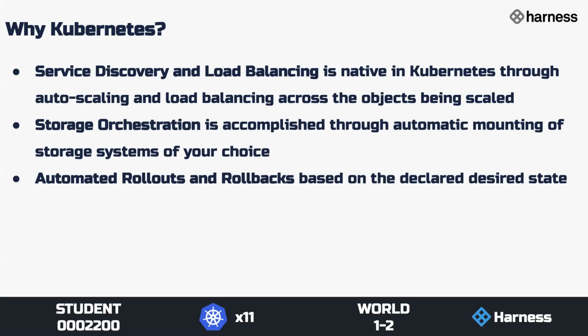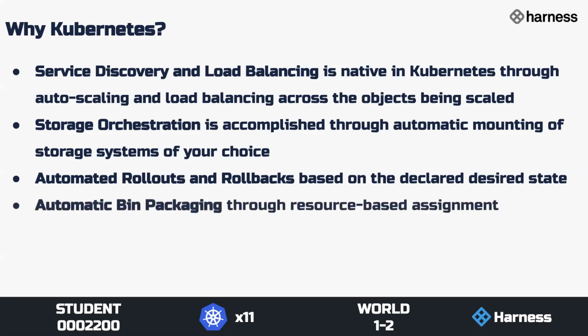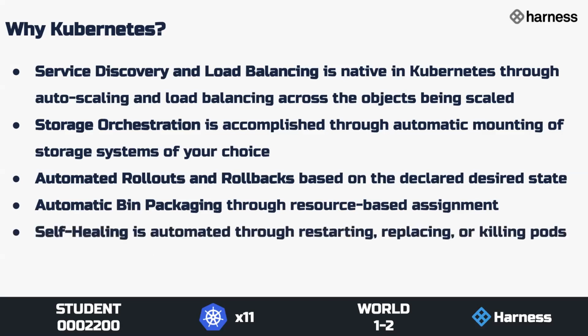You can do an immediate rollback where you just run the command to roll it back. The problem is that it rolls back to the last version, not the last known good version. So just keep that in mind. You also have automatic bin packaging, so you can assign resources to the objects and resources that you're deploying out. You can assign the resources as needed, making sure that things are reserved along those lines.